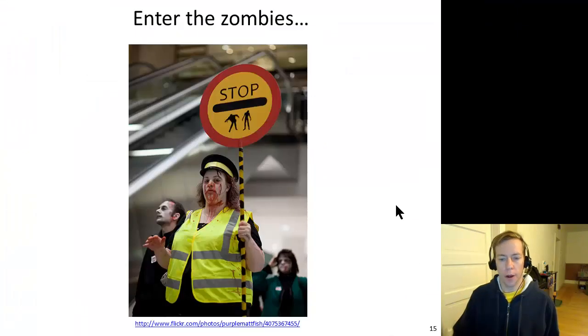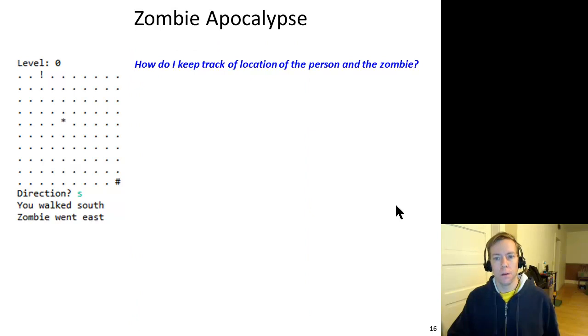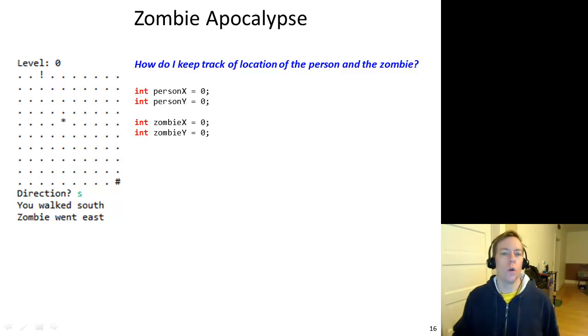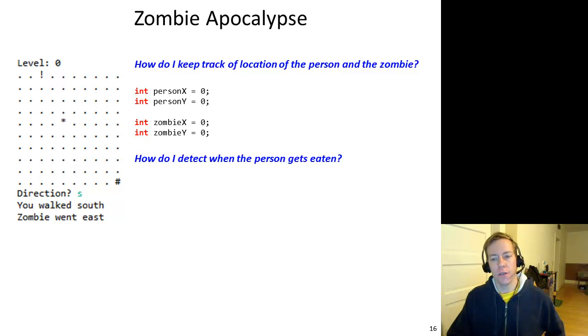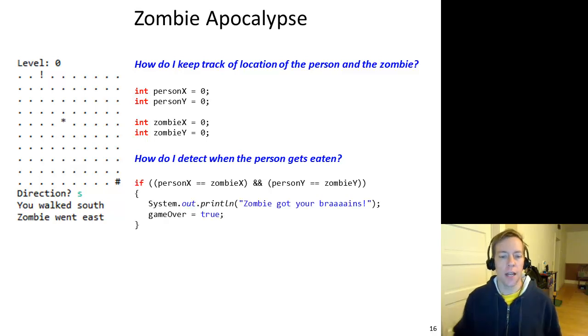How did I do that program? How did I represent the state of the person, and how did I represent the state of that zombie? As you might expect, to track the person and the zombie is as simple as having two variables for each, an X and a Y, one for the person and one for the zombie. And how do I detect if I've hit the zombie? Well, if my X and Y are the same as the zombie's X and Y, then that's not boding very well for me. Here's the Java code that does that. Compare my X with the zombie's X, and my Y with the zombie's Y, and if both of those things are true, then the zombie got my brains.